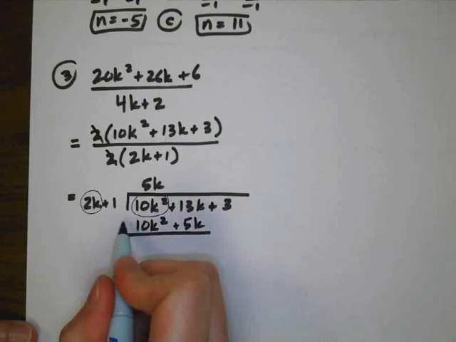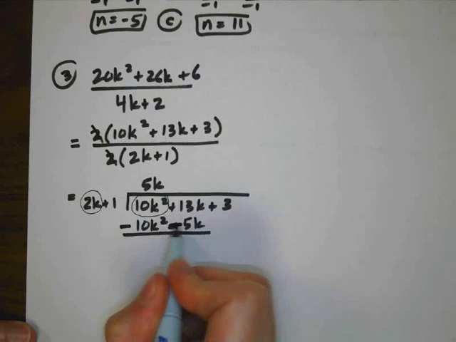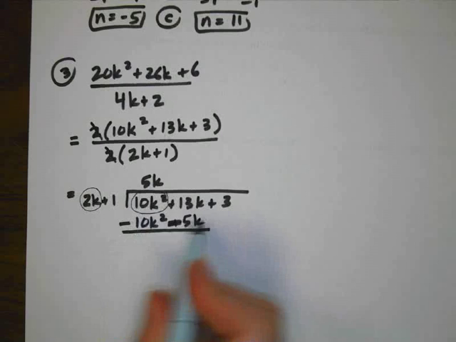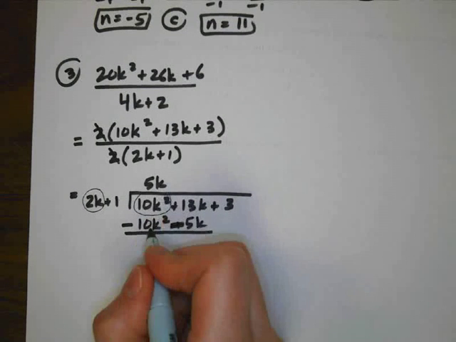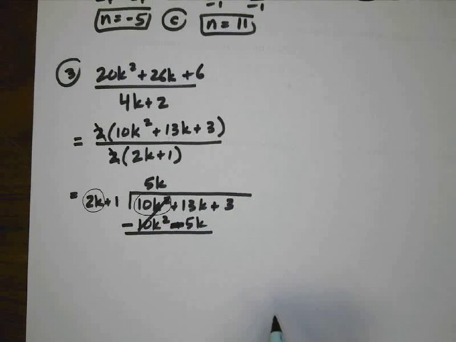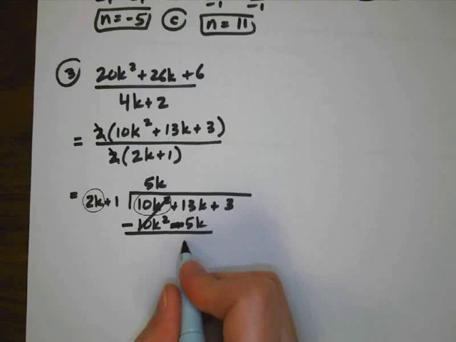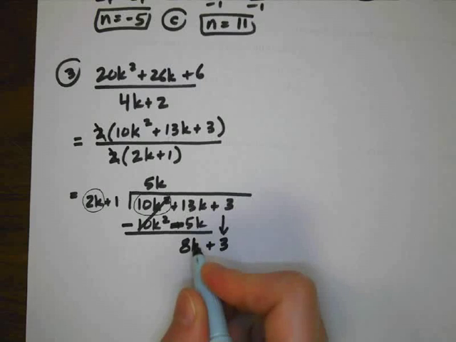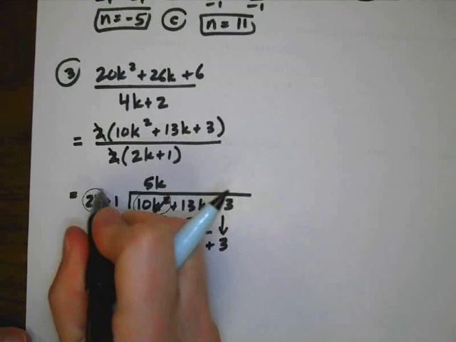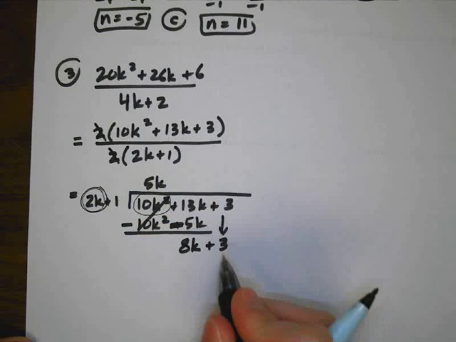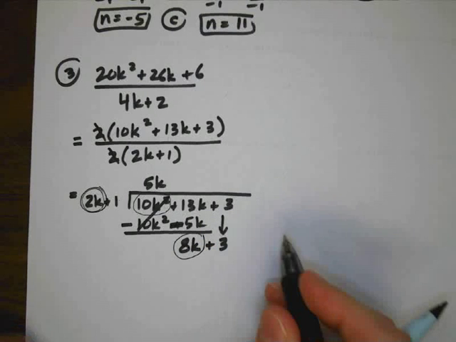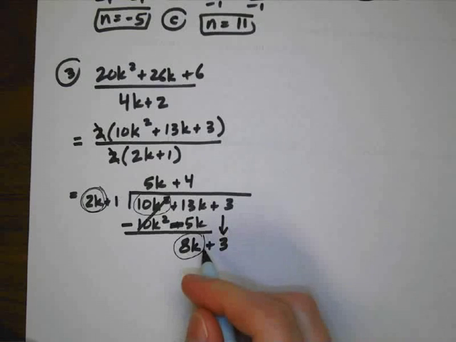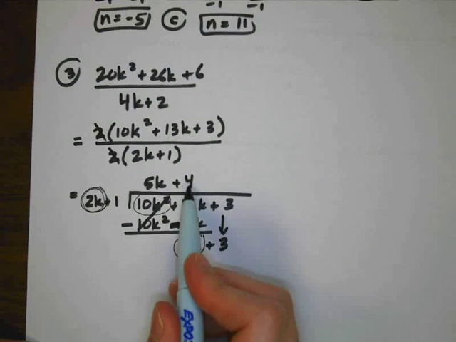All right, so from here, we have to change the signs of both of these to whatever the opposite sign is because we're subtracting everything in this row from what's above. 10k squared minus 10k squared, those both cancel. 13k minus 5k is 8k. Then we bring down the positive 3. Again, we want to look at what do we have to multiply 2k by to get 8k. So we have to multiply 2k by 4 to get 8k. And then again, we're going to multiply both of these by what's on top.